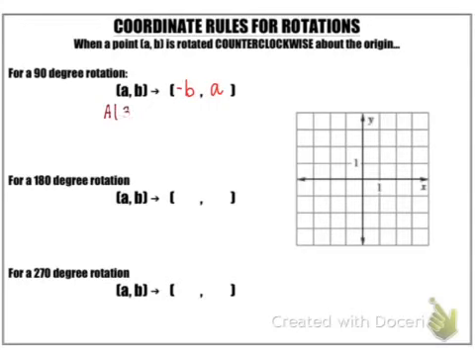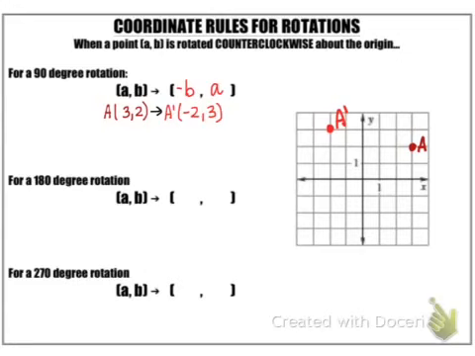For example, point A is at (3, 2). Our new point, A prime, will be the opposite of B, which is -2, and A, which is 3. So let's check out where A originally was. And now let's graph A prime, -2, up 3. So we can see that point A rotated counterclockwise about the origin.